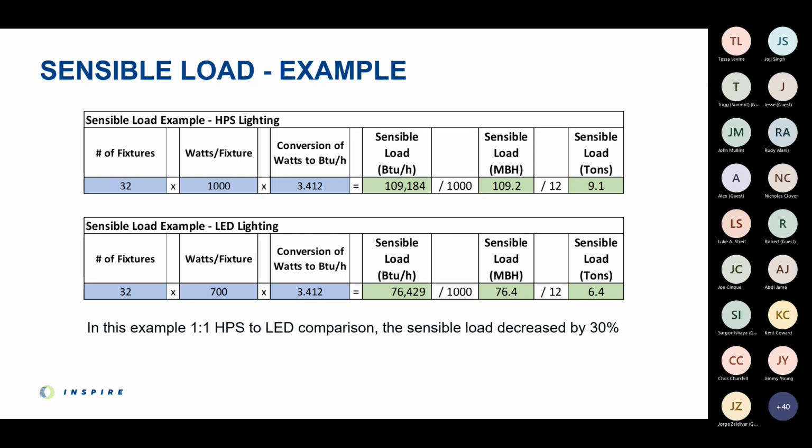But if we went with the same number of more efficient LED fixtures at 700 watts and do the same math, we now get a sensible load of 76.4 MBH, which is a 30% reduction in the sensible load compared to HPS. So I want to use those in my flower room. They're more efficient. I'm going to have a lower operating expense because of it.